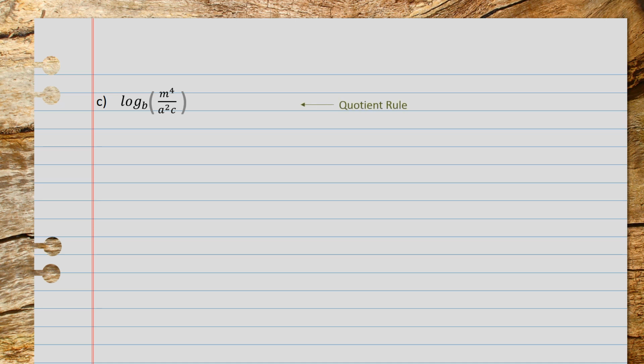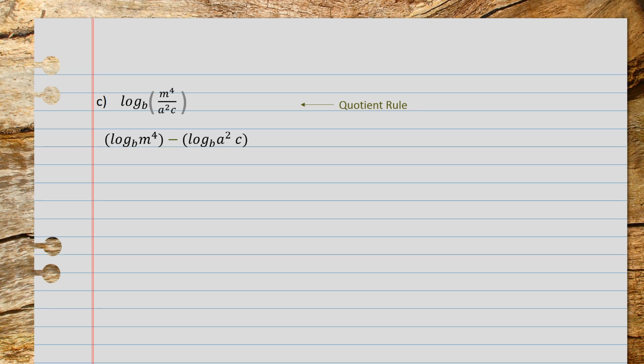Now the order of the quotient rule is important. The numerator must be listed first, the denominator will be listed second. So we write it as log base b of (m to the 4th) minus log base b of (a squared c). Pay close attention that I used parentheses for both the numerator and denominator values. That is important. Now, since I included these grouping symbols, these parentheses, we need to look inside the parentheses.